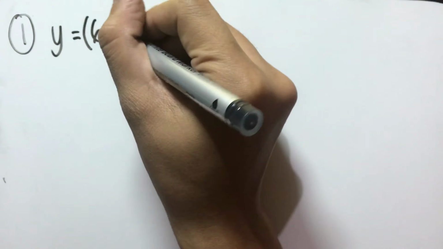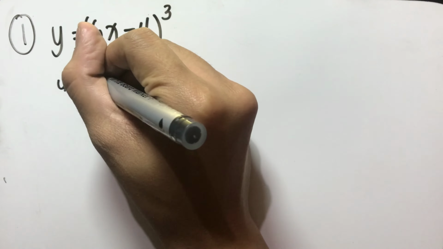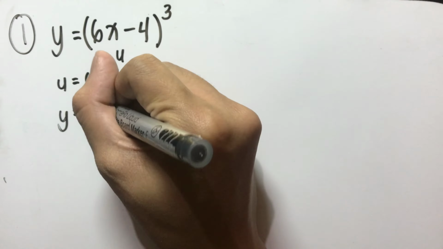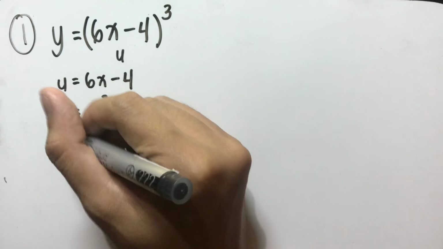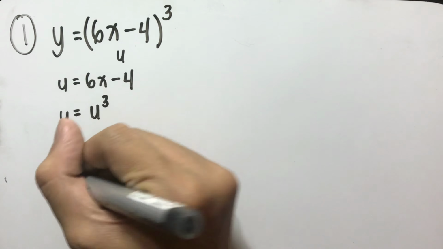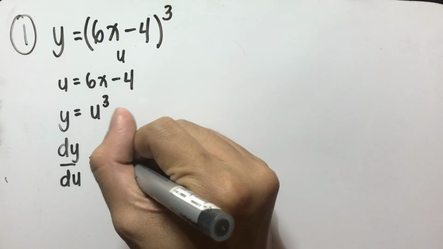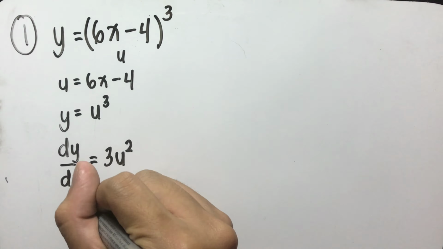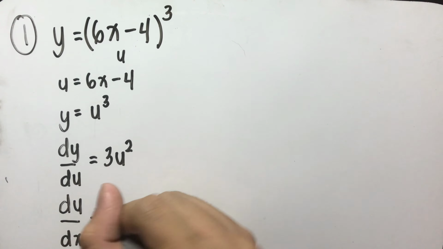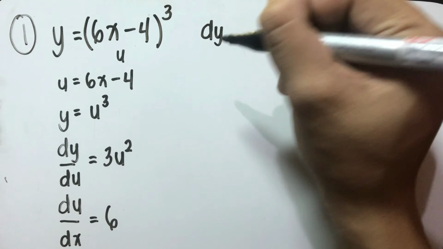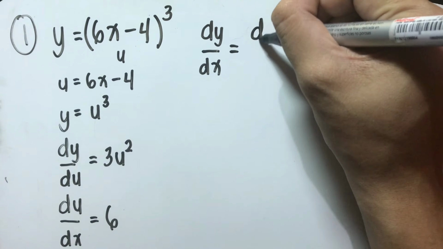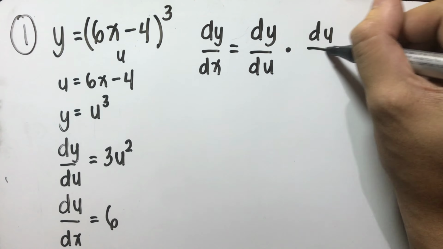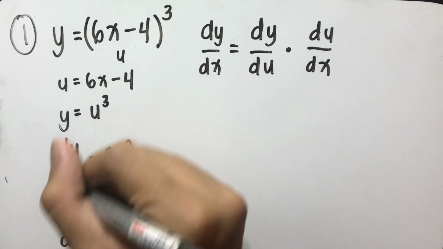We let the inside function be equal to u, so u is equal to 6x minus 4. And now the function will be y is equal to u cubed. Now we have to find the derivative of y with respect to u, so dy over du is equal to 3u squared. Now we take the derivative of u with respect to x, so du over dx is equal to 6. By applying the formula of chain rule, dy over dx is equal to dy over du times du over dx. We just simply have to substitute the given values here to the given formula.